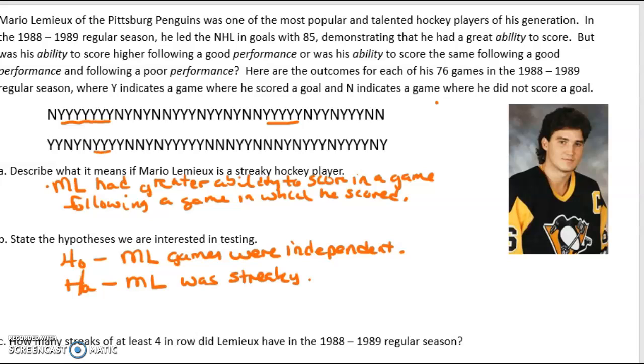So 4, nope, nope. 1, 2, 3, 4, 5. 1, 2, 3, 1, 2, 1, 2, 3, 1, 1, 2, 3, 1, 2, 3, 4. Sneaking in right there. Which means we got 1, we got 2, we got 3, we got 4, we got 5 streaks. Okay, so we had 5 streaks of 4 or more.